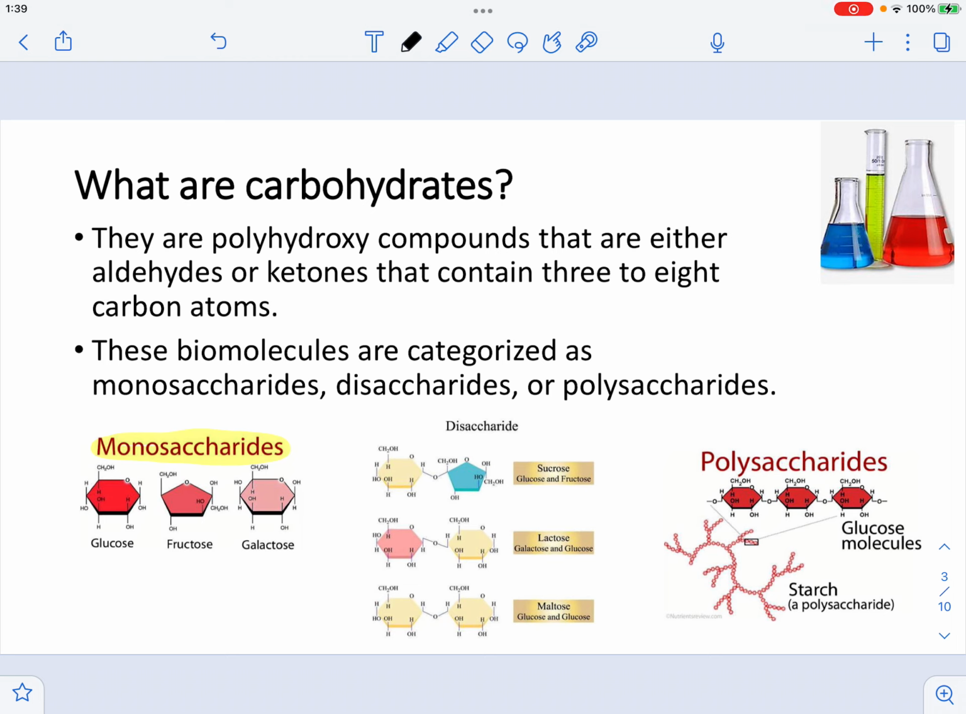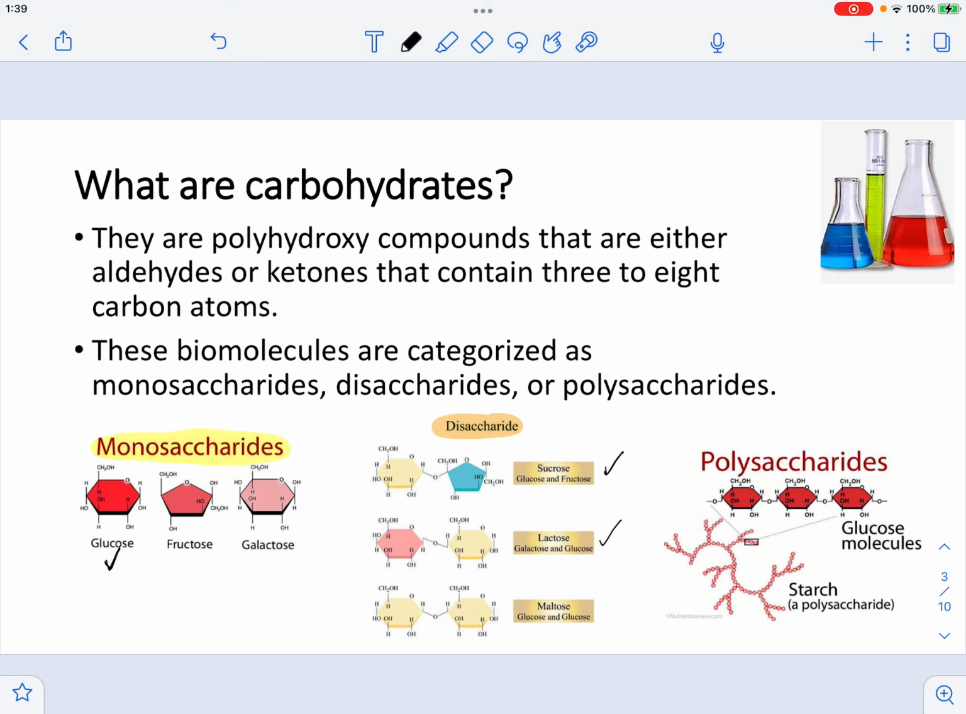So even though we have 3 examples, only glucose is going to be studied in this experiment. When it comes to disaccharides, here we have the examples of sucrose, lactose, and maltose. And in this experiment, we are going to be exploring and observing the results of sucrose and lactose.